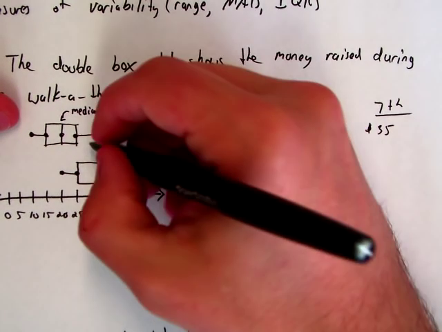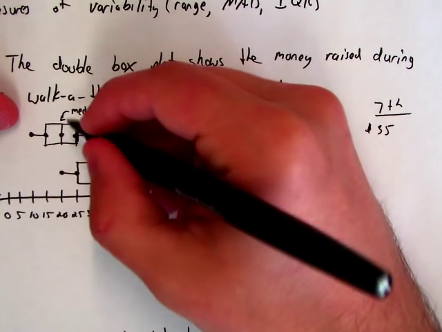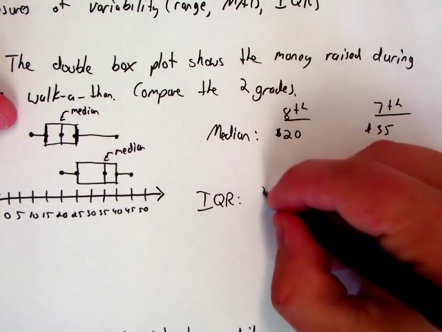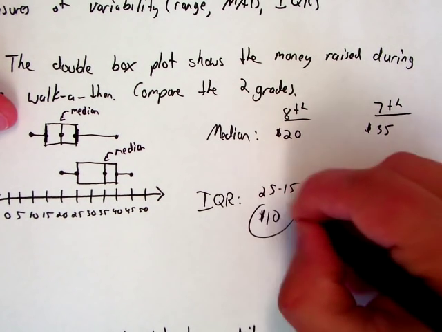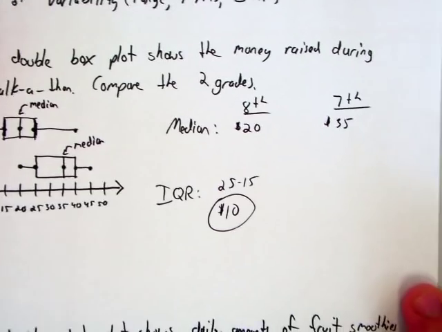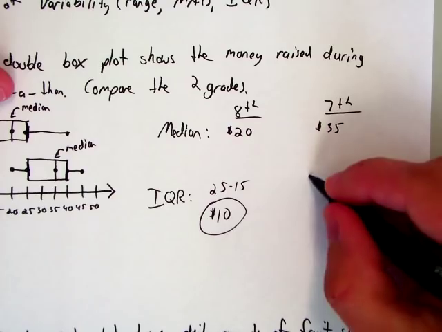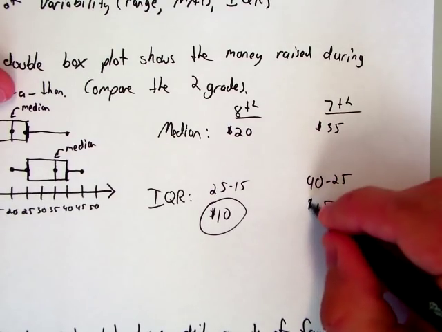Now the interquartile range. For 8th grade, we'd be looking at this value here and this value here. So we have 25 minus 15. And that equals $10 as the variance, or the interquartile range. For 7th grade, we have 40 and 25. And that is 15.